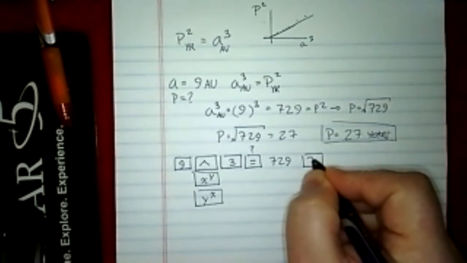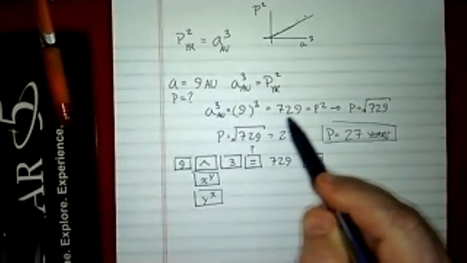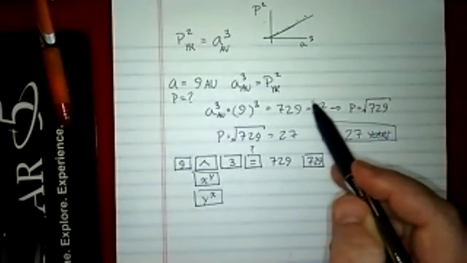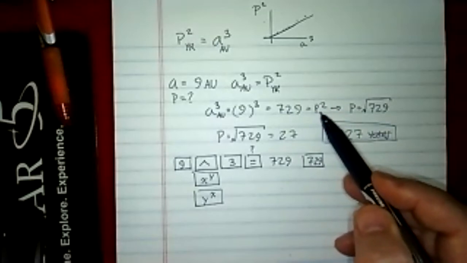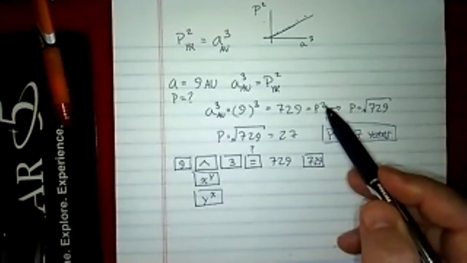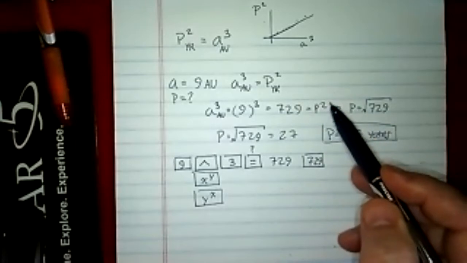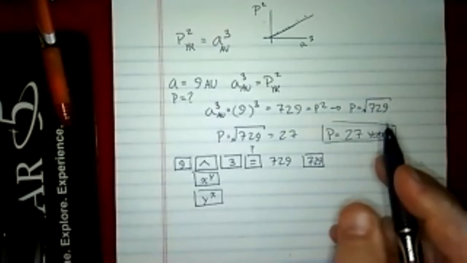So I'll type in now 729. Notice at this point, 729 is equal to p squared. So I have to do the opposite of raising something to the 2 power. The opposite of raising something to the 2 power is technically raising it to the 1/2 power, because when you raise a power to a power, you're multiplying the exponent. So if I multiplied 2 times 1/2, I'd get a 1.